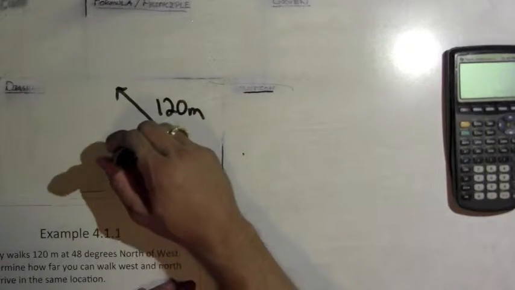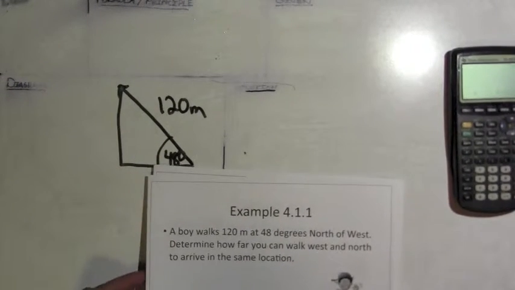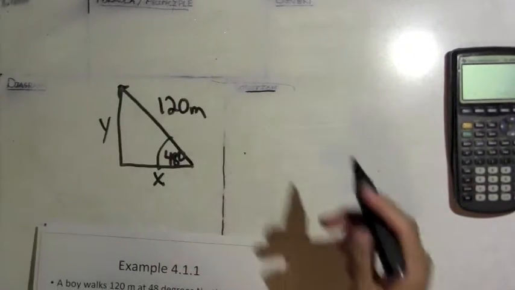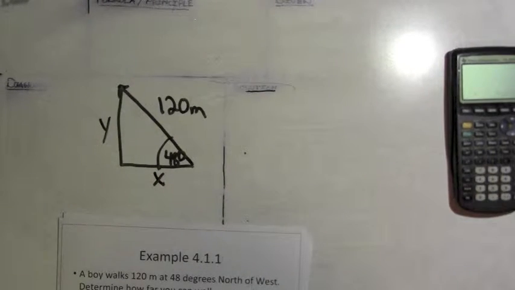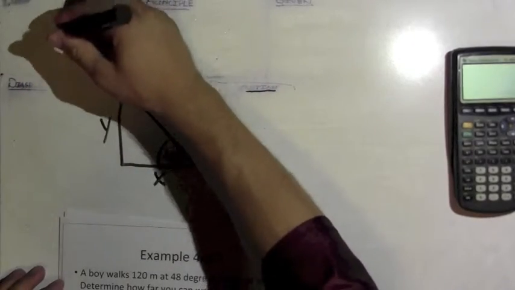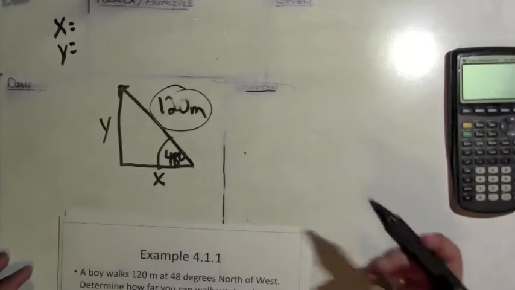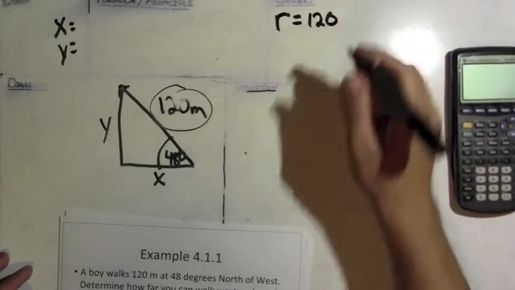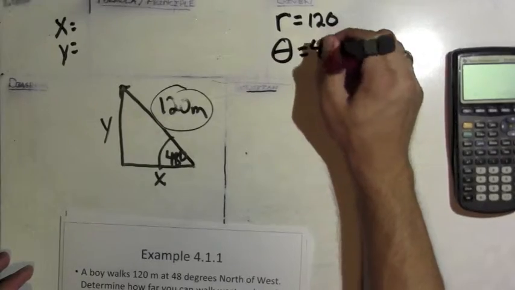So we have 48 degrees, and it says determine how far you can walk west and north to end up in the same location. So I would have to walk west and north. So basically what this question is asking is for the x and y components of this particular vector. So we're trying to solve for x and y, and what we're given is this right here, which is the hypotenuse. Remember, the hypotenuse we actually call r. We're going to call it 120, and we're also given the angle, which is theta, which is 48.